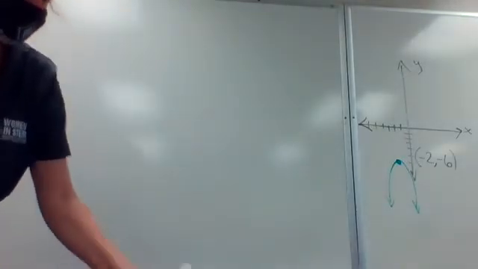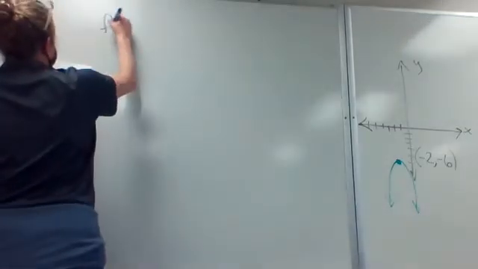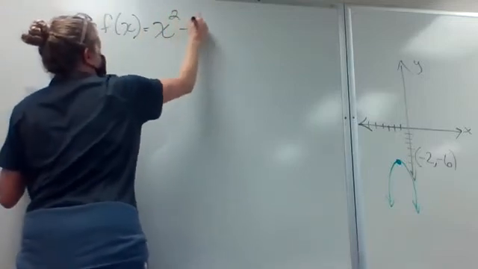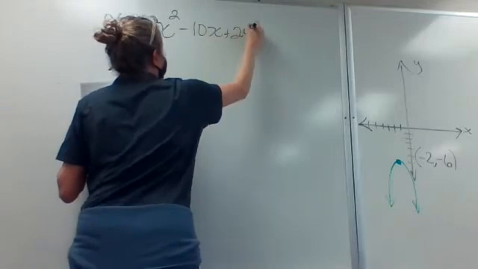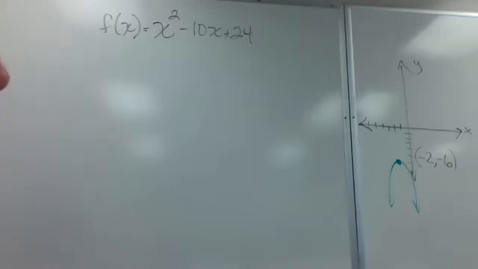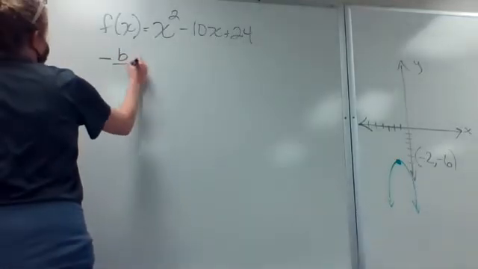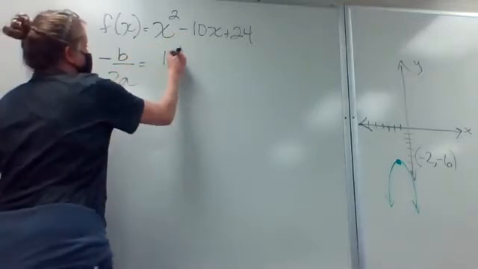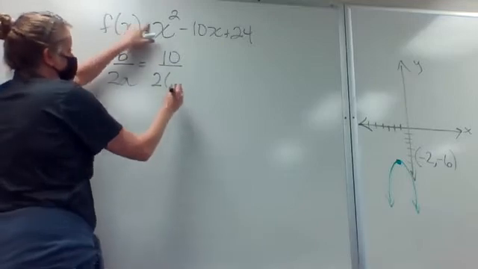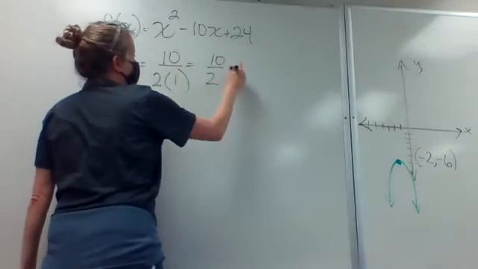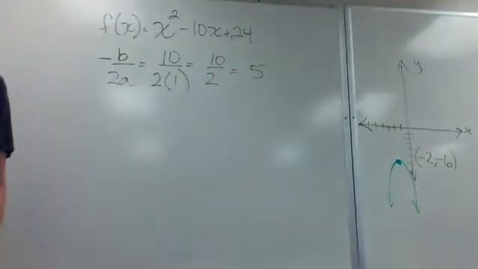Number 8. We're dealing with this function, f of x equals x squared minus 10x plus 24. Again, it's going to ask the vertex first. So the opposite of b will be positive 10, over 2 times a, which is 2 times 1. So I've got 10 over 2, which is 5. So there's my x coordinate.